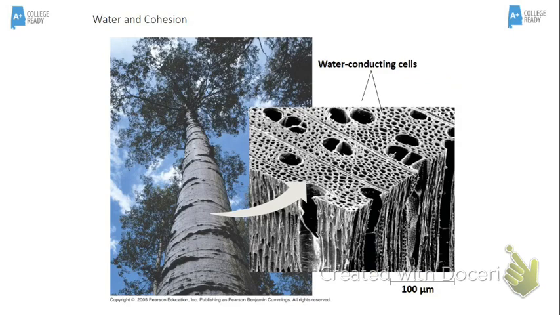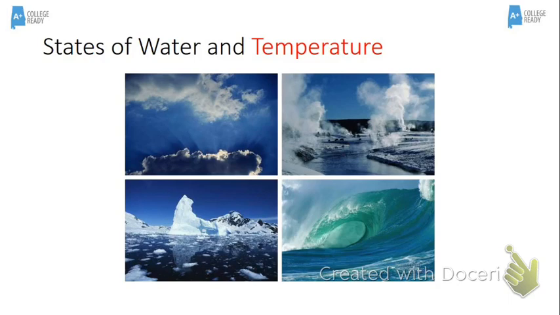Hydrogen bonding is also what helps draw water up through the xylem and phloem in your trees. Hydrogen bonding also determines the state of matter of water. Once we provide enough energy to overcome those forces of attraction, we can take our ice to water, and add some more energy, we take our water to gas.